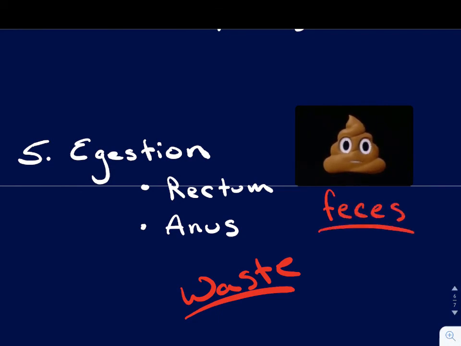And if you're British, you also spell that with an A. So you have waste that collects in the rectum. It is expelled out of the anus. And all of the rest of the story has to do with that step with assimilation. And we're going to talk about that more when we get to the circulatory system. So stay tuned.